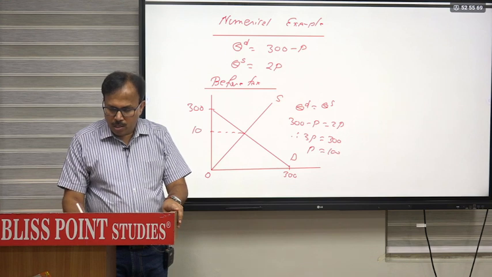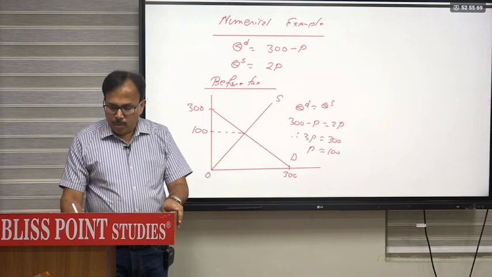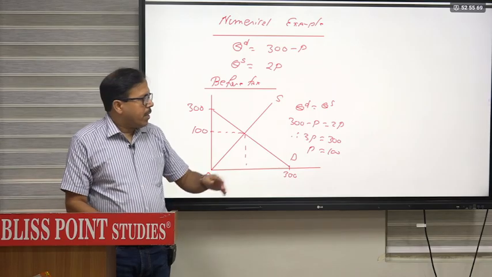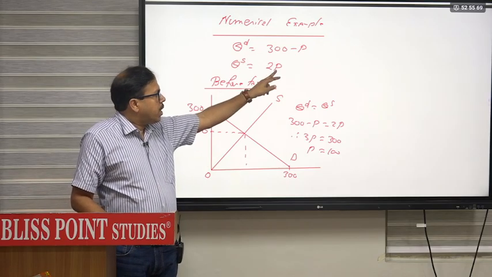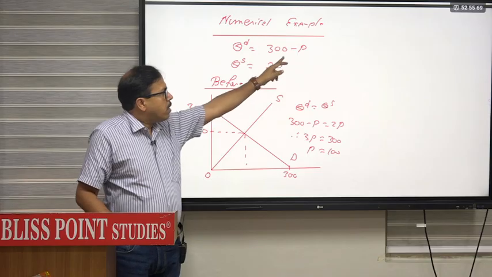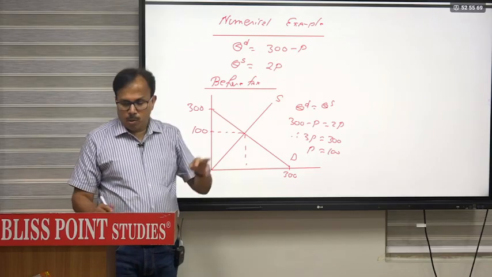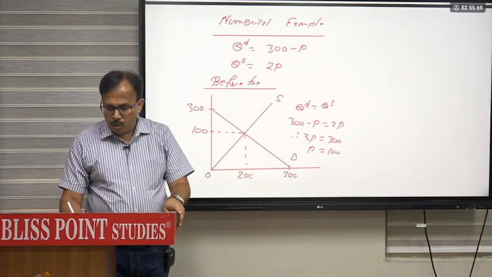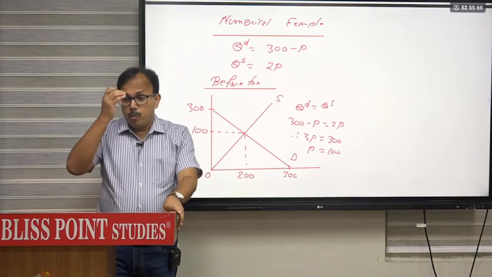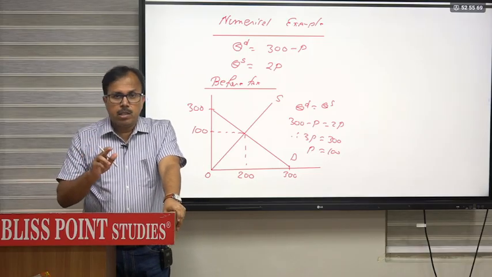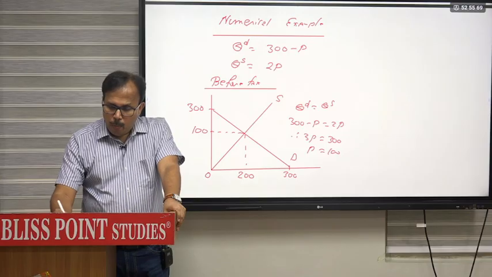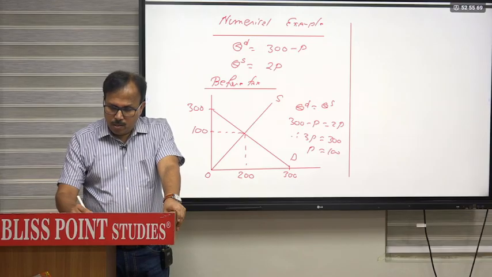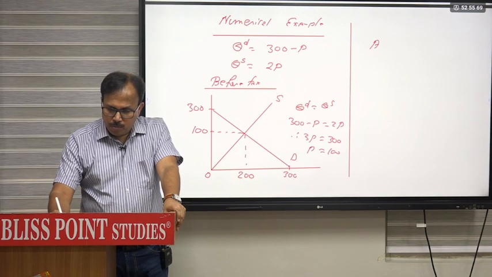So this price is 100. And how much is the quantity? You can calculate that quantity from any equation. Write 100 in place of P here or here. In both cases quantity will come out to be 200. Okay. This is your price and quantity without any tax. Now the question is what will happen after tax? So let's see the calculation after tax.